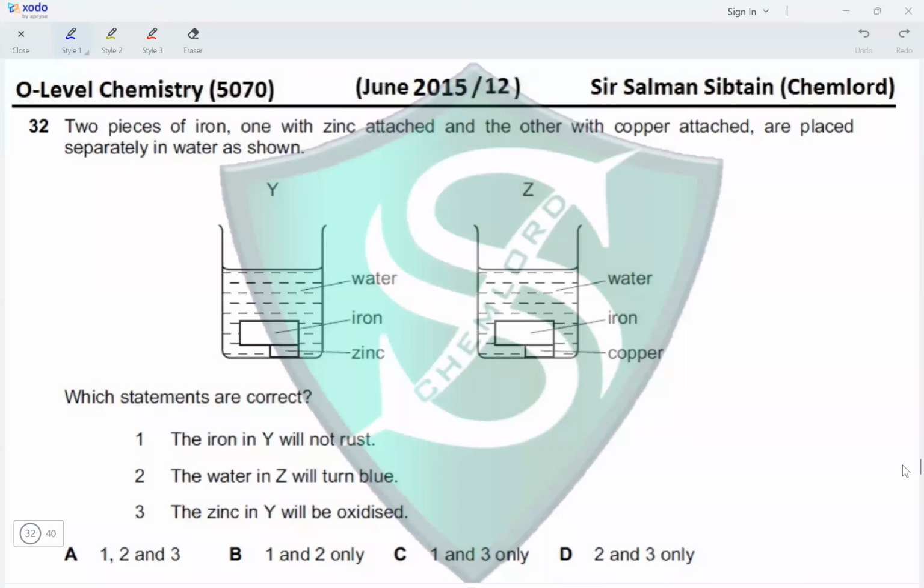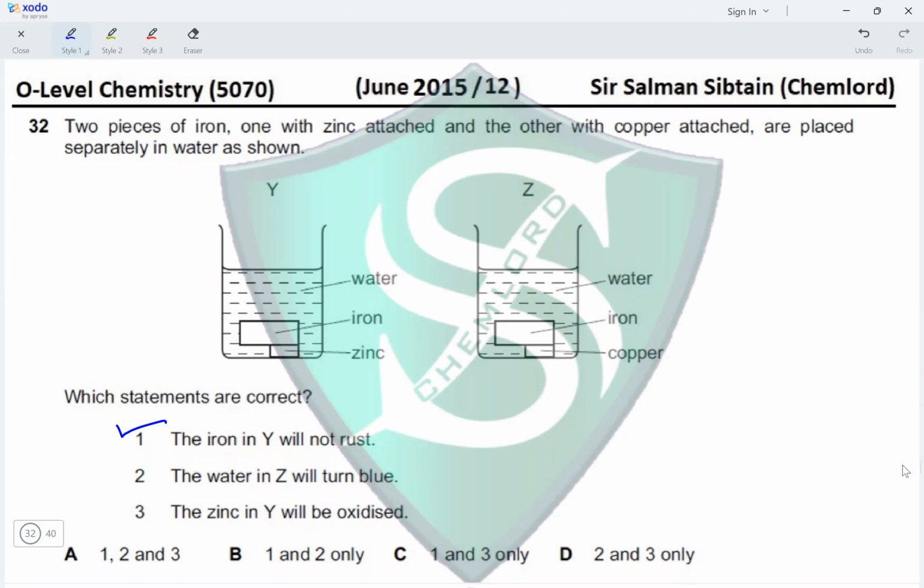Question 32. Two pieces of iron, one with zinc attached and the other with copper attached, are placed separately in water as shown. Which statements are correct? The iron in Y will not rust. Yes, because it is attached to zinc. Zinc is a more reactive metal than iron, so it would protect iron from rusting, while itself it would rust, which means it would undergo oxidation. So statement one is correct.